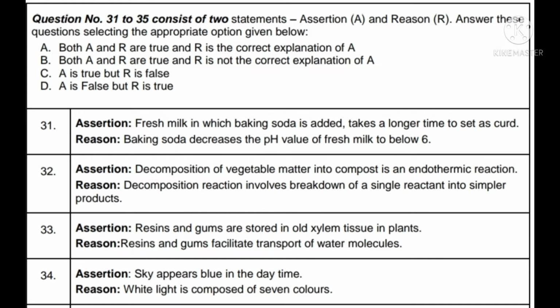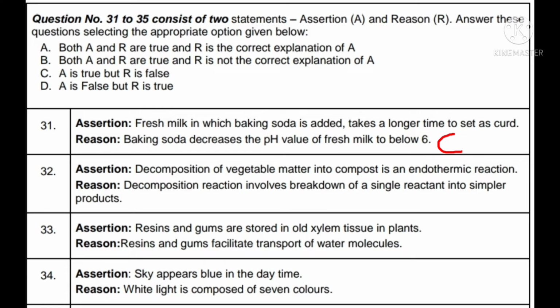Question number 31, assertion: Fresh milk in which baking soda is added takes a longer time to set as curd. Reason: Baking soda decreases the pH value of fresh milk to below 6. The correct option is option C. A is true but R is false. That is, the assertion statement is true but the reason statement is false. Question number 32.